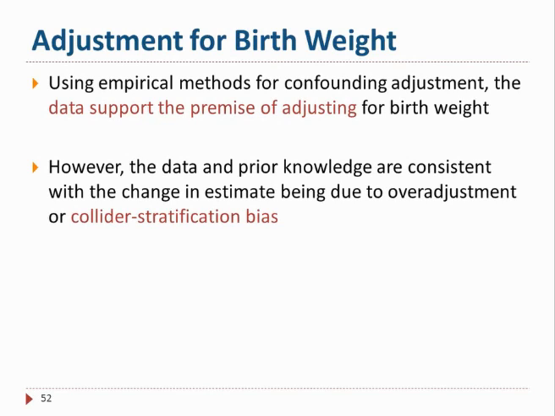So just to reiterate, using the typical methods for confounding adjustment, the data support adjusting for birth weight. It has a really strong effect, and so you would want to adjust for it. But the data and prior knowledge are consistent with DAGs that show that this change in estimate could be due to overadjustment or collider stratification bias.